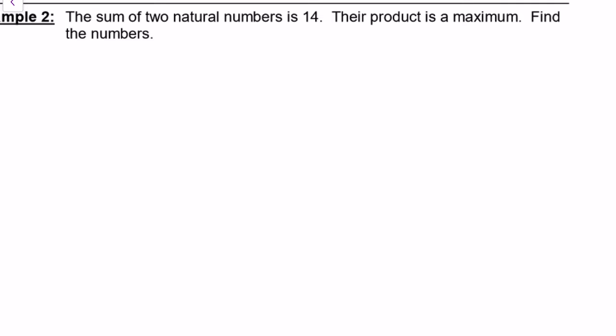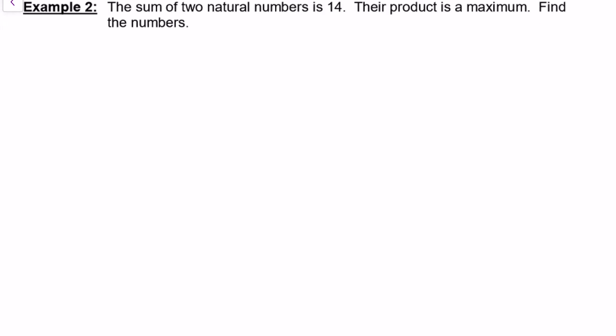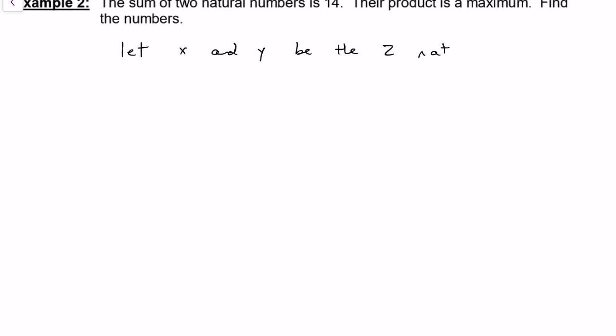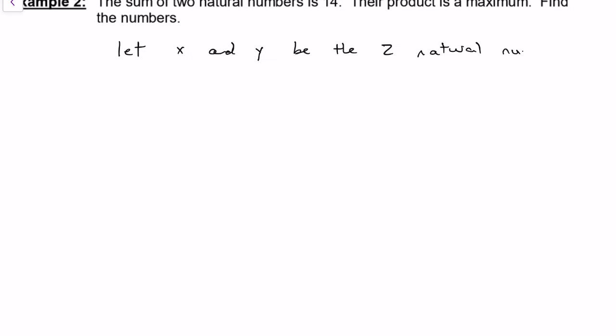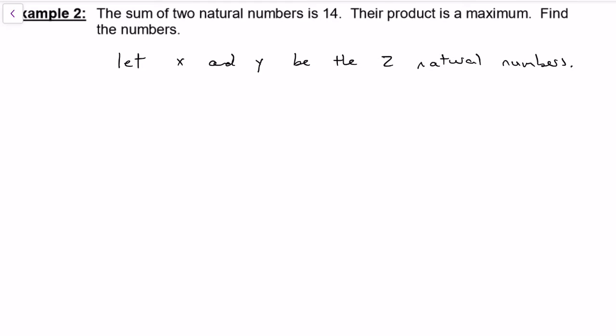So each sentence basically gives us a formula. The way I usually start these, because I'm looking for two natural numbers, is I'm going to make what's called a let statement. Let statements just tell whoever's marking what your variables are. So I'm going to let x and y be the two natural numbers, and that defines our variables. Anybody looking at this knows x and y are the two numbers we're looking for.